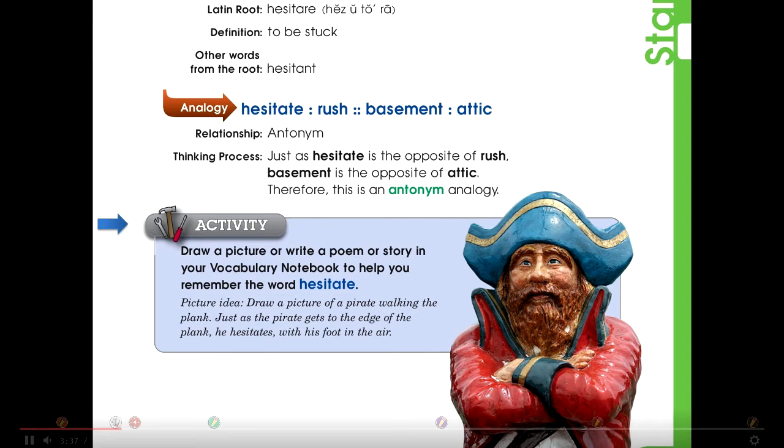Activity: draw a picture or write a poem or story in your vocabulary notebook to help you remember the word hesitate. Here's a picture idea. Draw a picture of a pirate walking the plank. Just as the pirate gets to the edge of the plank, he hesitates, with his foot in the air. Please take some time to complete this activity and return to the lesson when you're finished.